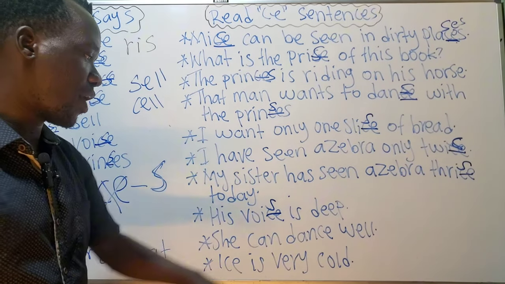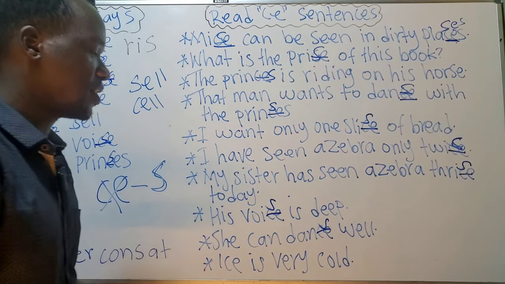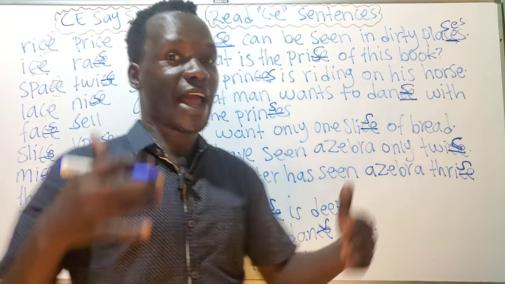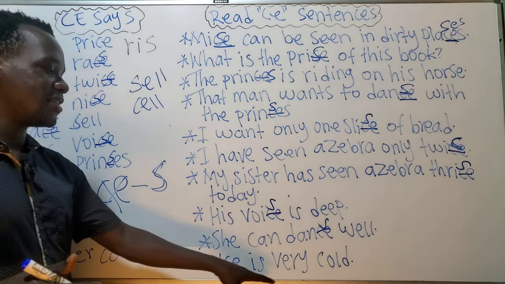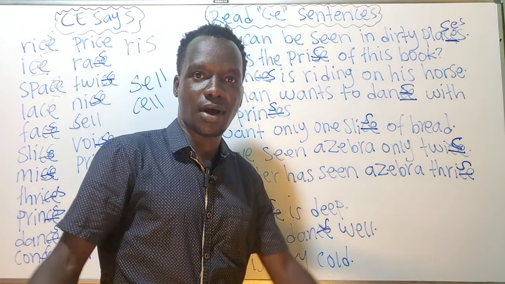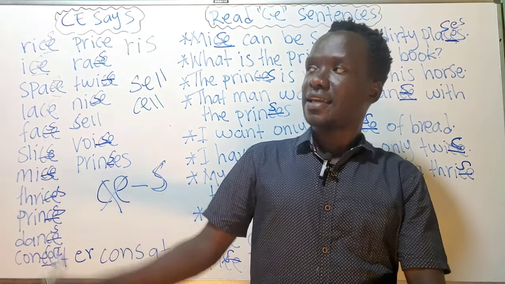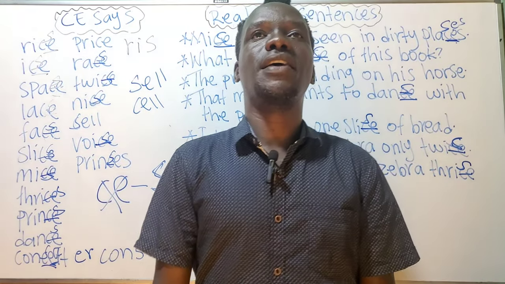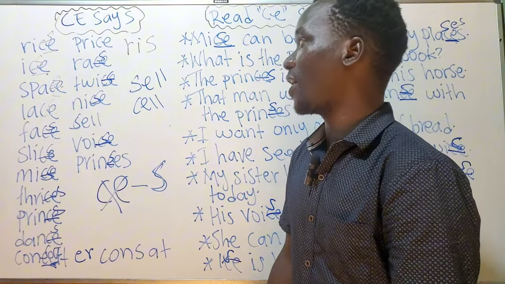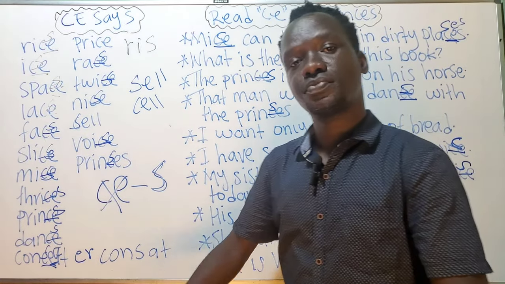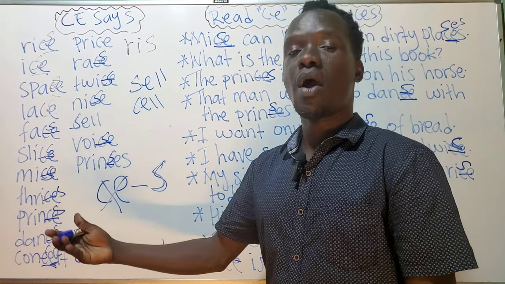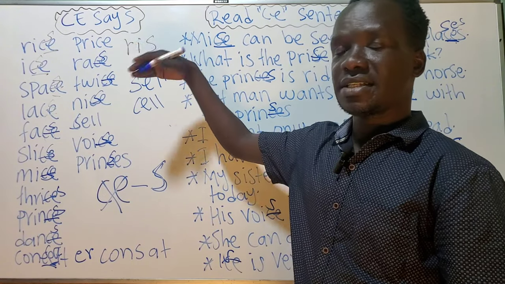She can dance well. Dance, C-E. She can dance well. I can dance well. Ice is very cold. Ice is very cold. It is just as simple as that. Nothing much complicated in this kind of reading. You can only put S when reading, but when writing, don't do that. Just write as it is supposed to be written, as the rest of the world writes, and read just like I have taught you.